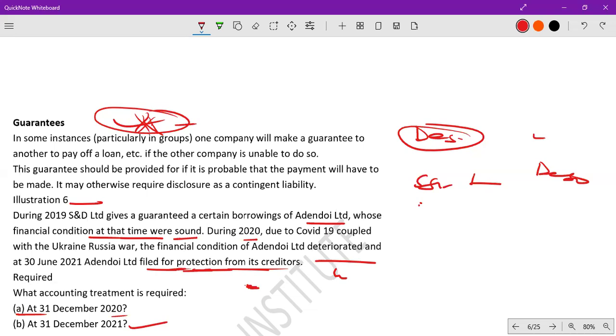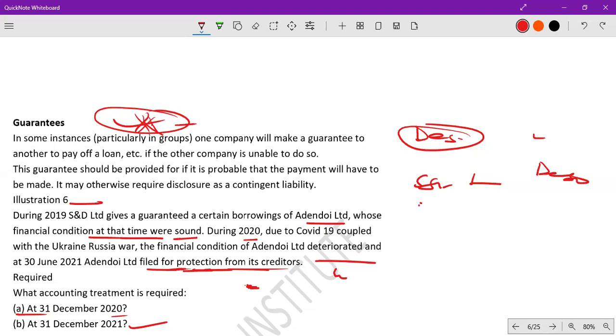When your finances are good, you don't recognize because there is no obligation. You only disclose it in the note. When things go bad, that means that you need to recognize a provision. If the amount is not given, the best estimate should be used. Any question?